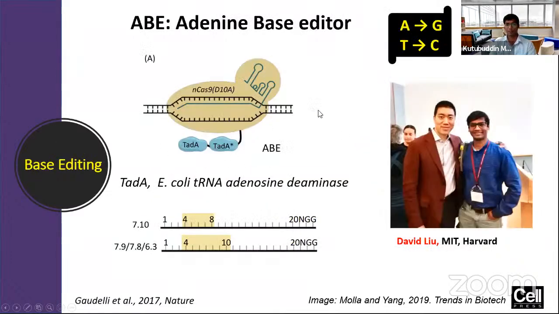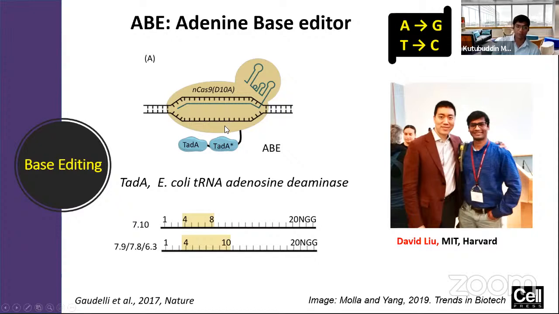So coming to another one, that is adenine base editor, ABE. Both these base editor platforms were actually pioneered by David Liu from MIT and Harvard. This adenine base editor is developed by fusing nCas9, that is nickase Cas9, with a dimer of adenine deaminase, E. coli tRNA adenosine deaminase. But you remember, this is a tRNA adenosine deaminase, so this deaminase can deaminate an RNA, but not a DNA. But David Liu's group amazingly artificially evolved that RNA adenosine deaminase to act on a DNA substrate. So they evolved it from an RNA deaminase to a DNA deaminase.